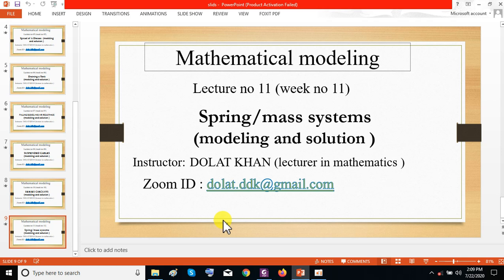The topic is a spring mass system, how to model such kind of phenomena and then move to the solution of a spring mass system.